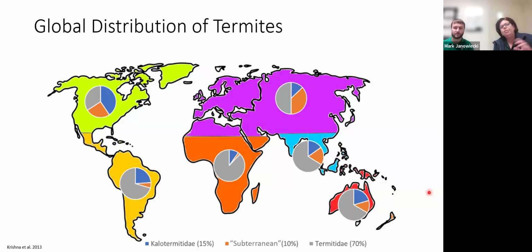Okay, so each one of these pie charts in different regions around the world will show different proportions of different kinds of termites. The blue portions represent the Calotermitidae, which are the drywood termites. The orange will represent the proportion of subterranean termites in those regions. And the gray portion will represent the higher termites or Termitidae. Now, as you can see here, we have very scientific family names, but then we have subterranean termites here in orange, and there's a good reason for that.